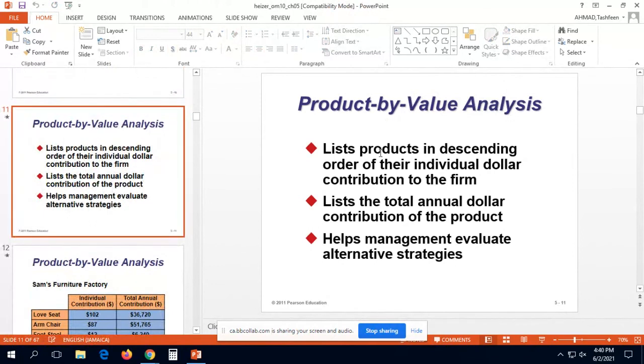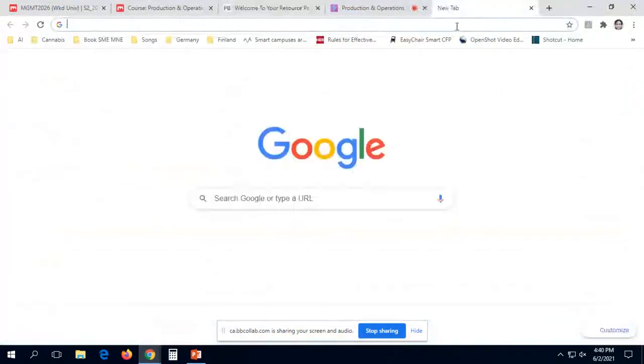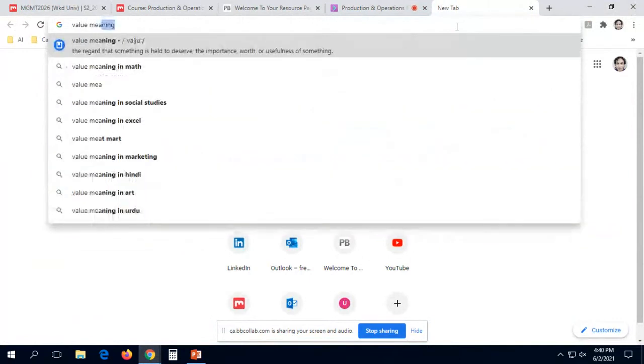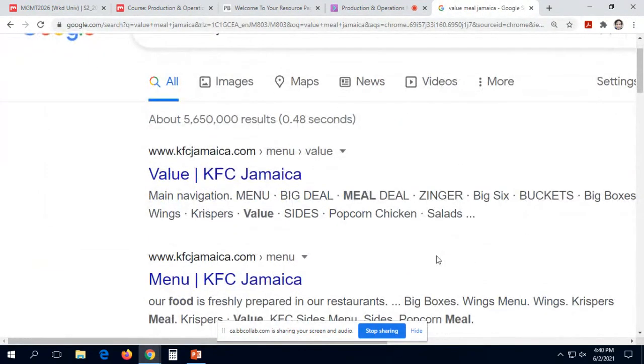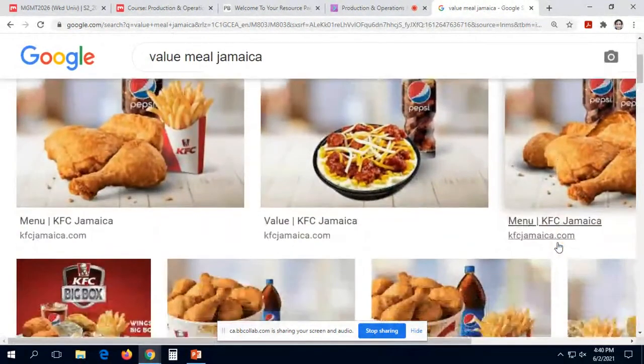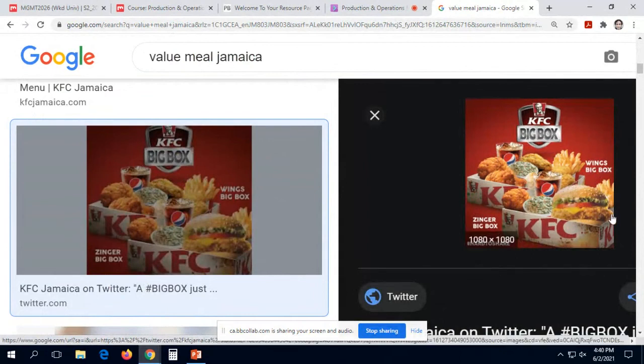As a matter of fact, I used the term value meal a while ago. What is it called? Value meal, or is it something else? These ones which KFC sells, or is it some other word? Meal deal, big deal, something like this. Yeah. So essentially, they are saying that if you buy all these things which are coming in this big box, then we can ask you for this price. But if you buy these things separately, then the cost is high.